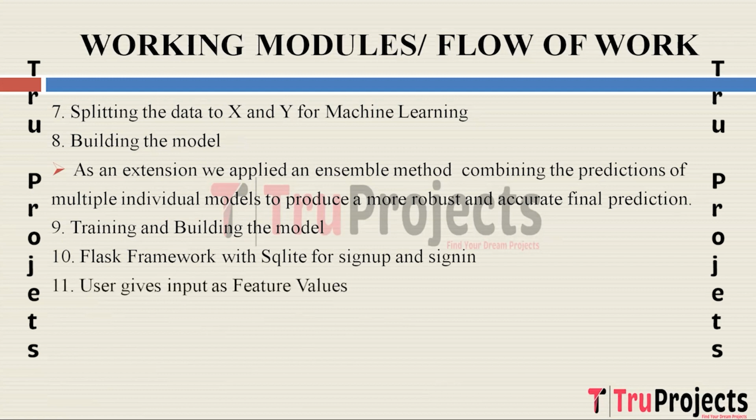User gives input as feature values. Users provide input data in the form of feature values. These values likely represent network traffic data or related information which will be used for network attack prediction.